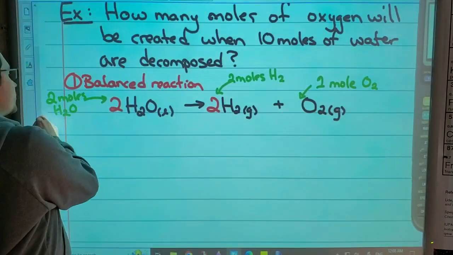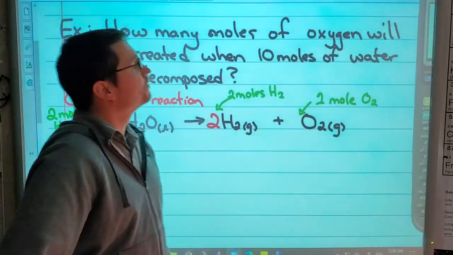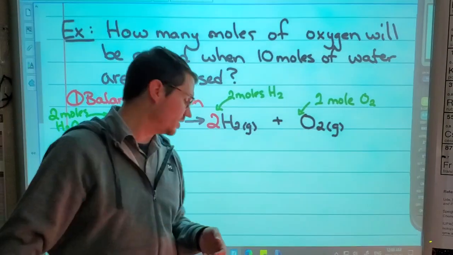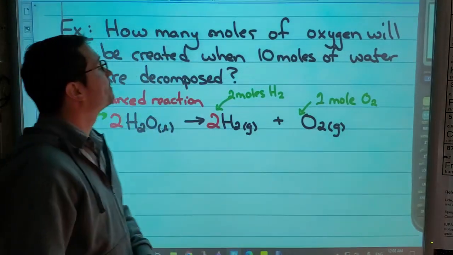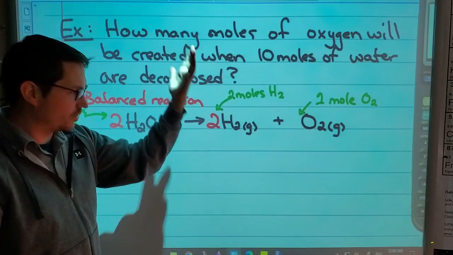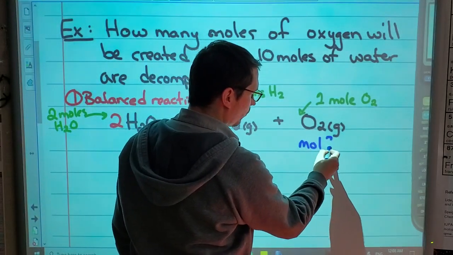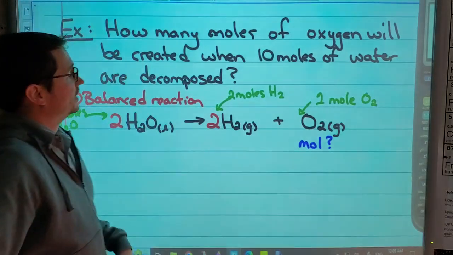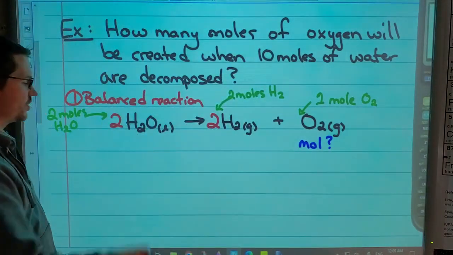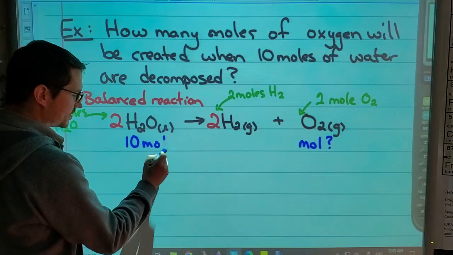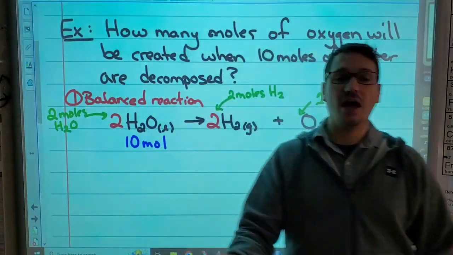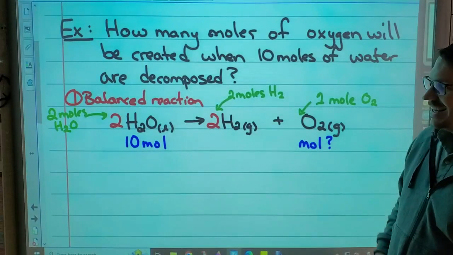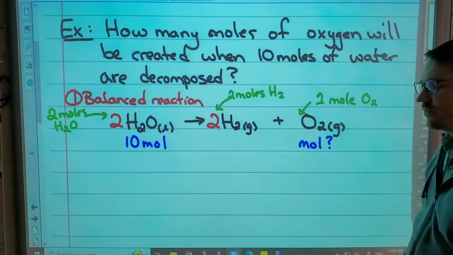In any stoichiometry problem, what I suggest you do is put the information from the question below who it belongs to, including the information that you're looking for. So let's go ahead and do that right now. It says, how many moles of oxygen will be made? Great. So I'm going to put mole question mark under the oxygen. That's what we're trying to find. We're trying to find the moles of oxygen. Okay, no problem. When 10 moles of water, so under water, I'm going to put 10 moles under the water. This is another reason why you know this is a stereotypical stoichiometry problem. It's giving you information about one thing and then it's asking you information about another.